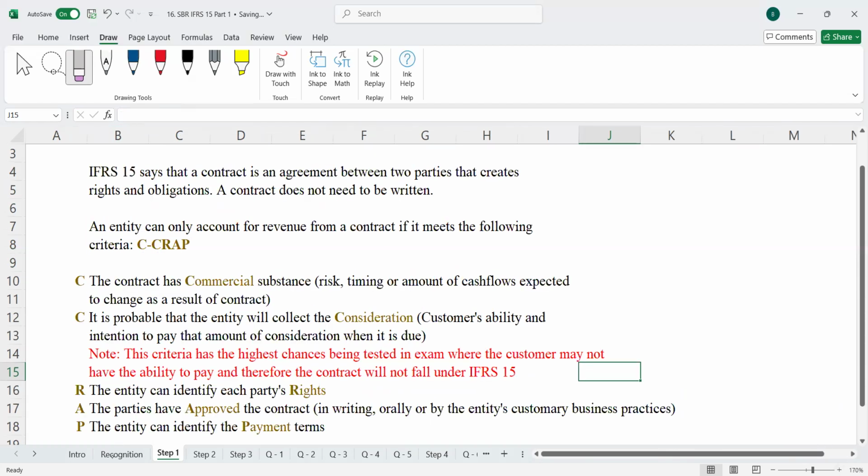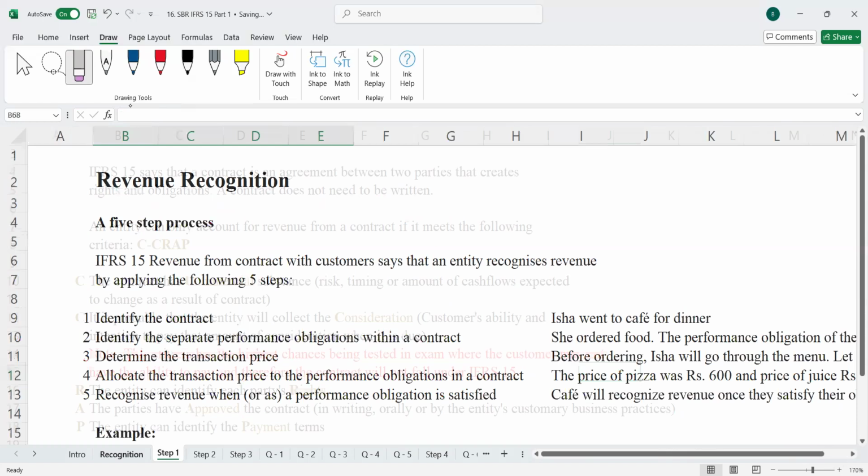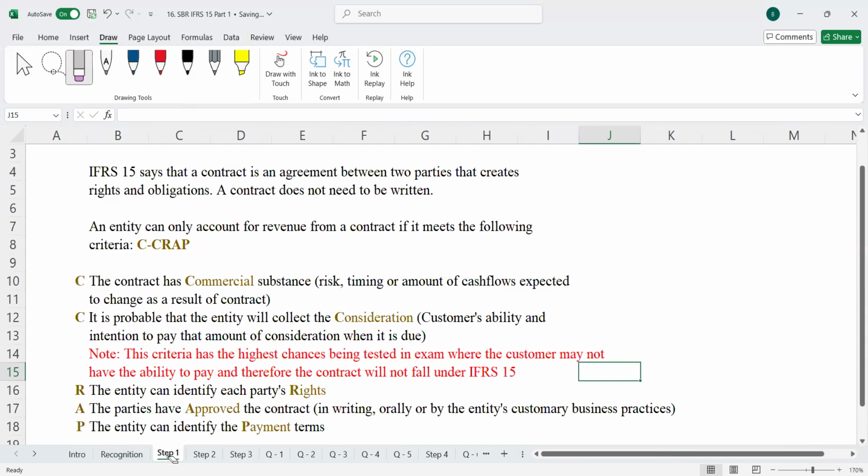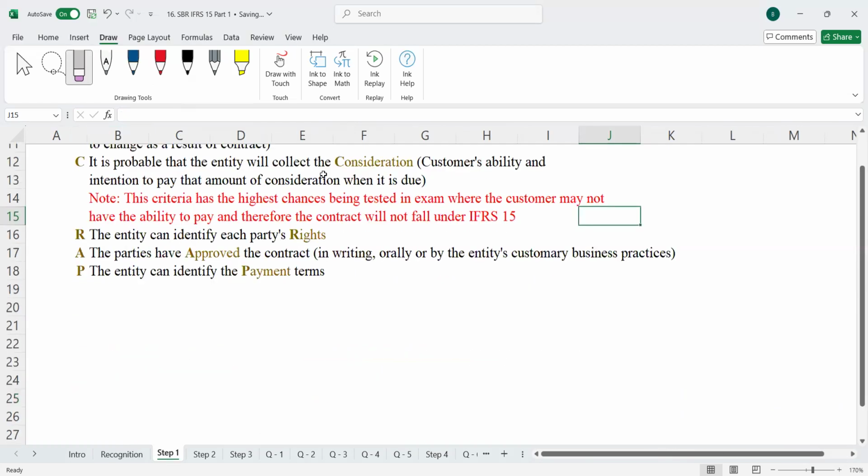See, the first step is to identify the contract. If the contract is not existing, understood? So this is the exact first thing that you do, not just from your theory standpoint, but from your practical standpoint as well. Any questions on this? Step one.